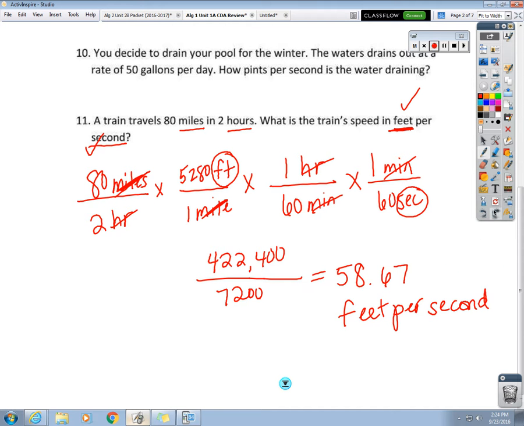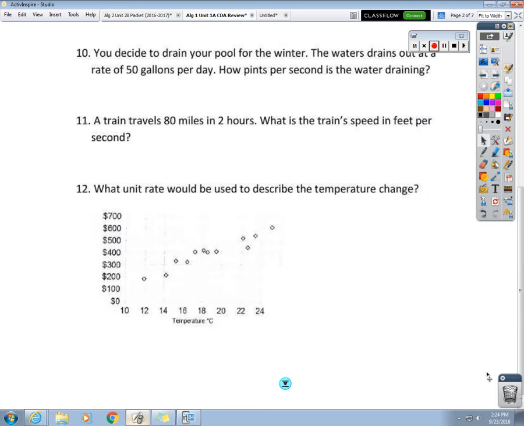Everybody got it? What unit rate would be used to describe the temperature change? Okay, you always look at the y-axis first. What unit is on the y-axis? Dollars. And then per degree. Okay, because temperature is not a unit. The unit we measure temperature in is degrees.